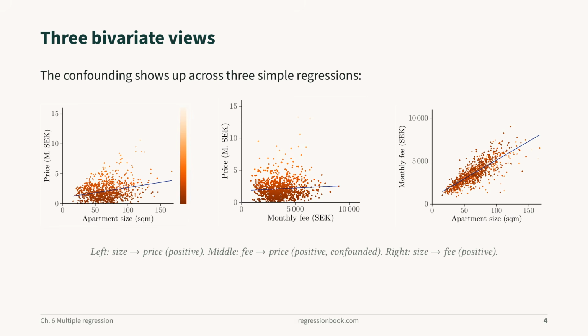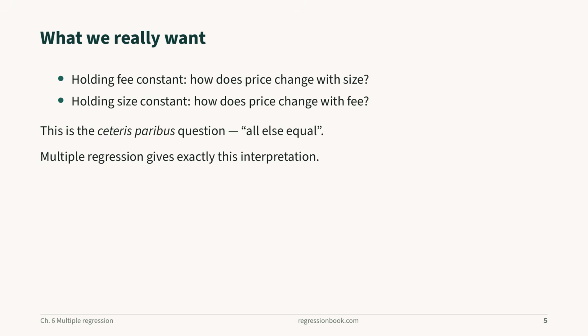Because size drives both of the others, the bivariate fee and price relationship mixes 2 effects together. What we actually want are 2 cleaner questions. Holding the fee constant, how does price change with size? Holding size constant, how does price change with the fee? That is the ceteris paribus question, all else equal, and multiple regression is the tool built to answer exactly it.